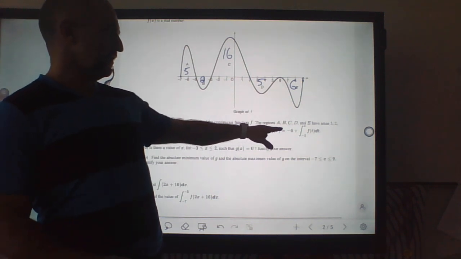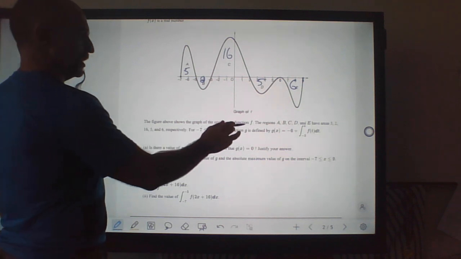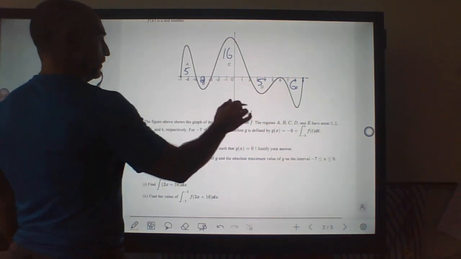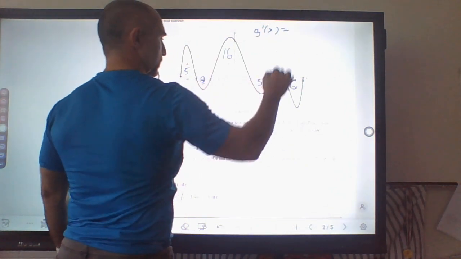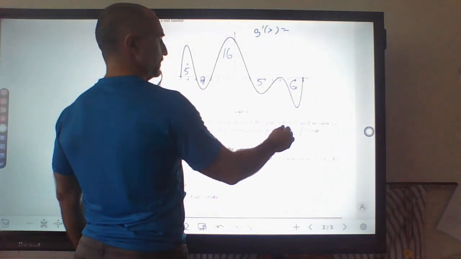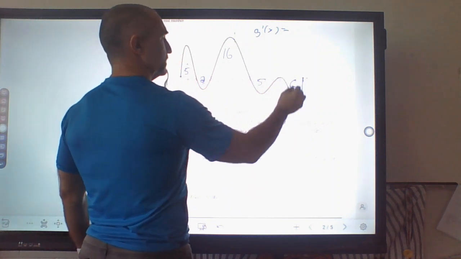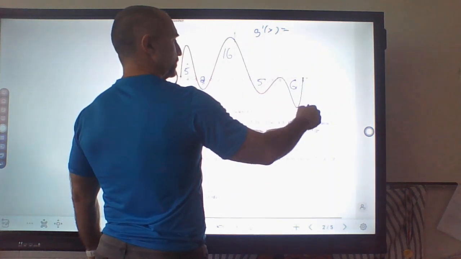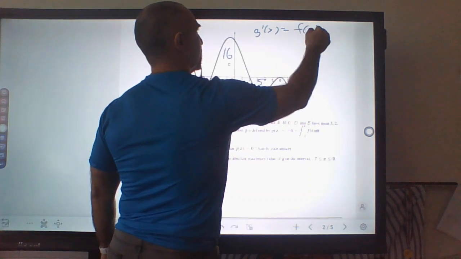x is defined as an integral here. So that's that knee-jerk reaction that I always talk about. So immediately what I'm going to do is I'm going to take the derivative of g of x, and derivative of negative 6 is 0. And then fundamental theorem of calculus part 2, plug the x in for the t. We don't have to worry about the chain rule because the derivative is 1, and g of x ends up equaling just f of x.